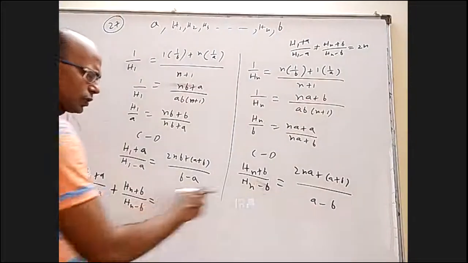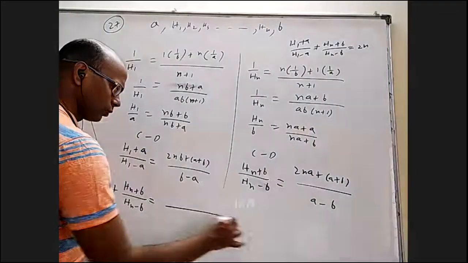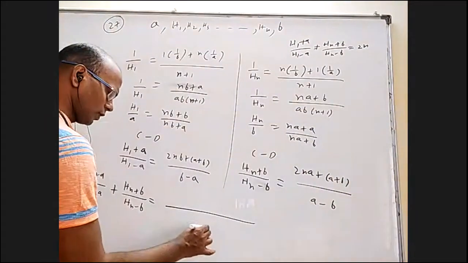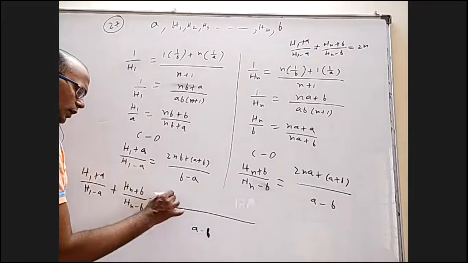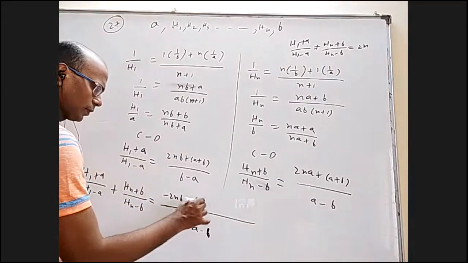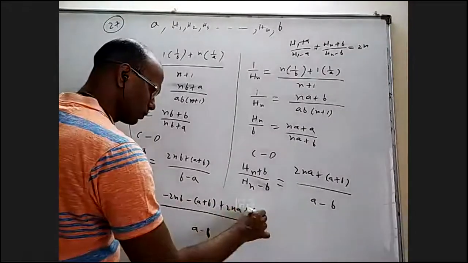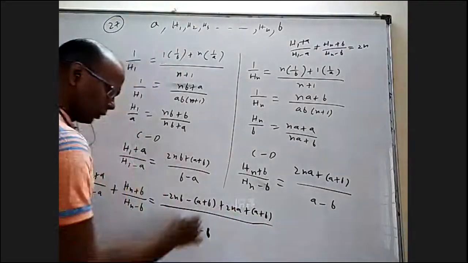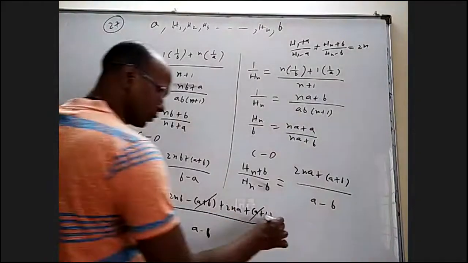When you add these two, the denominators are the same with a minus common. So I can keep it as A minus B only. Then this will come minus: minus 2nB minus A plus B. That one as it is, 2nA plus A plus B. Minus A plus B plus A plus B will cancel. Take 2n common. A minus B will cancel. We'll get 2n.